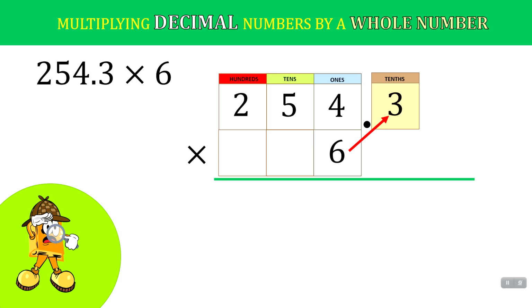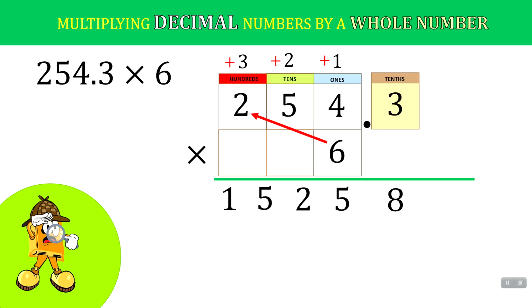6 times 3 is 18. We write 8 and we carry the 1. 6 times 4 is 24, plus 1 is 25. We write 5 and we carry the 2. 6 times 5 is 30, plus 2 is 32. We write 2 and we carry the 3. And lastly, 6 times 2 is 12, plus 3 is 15.